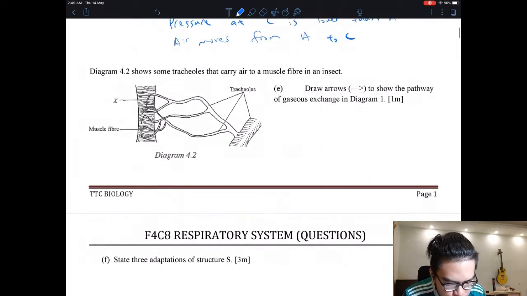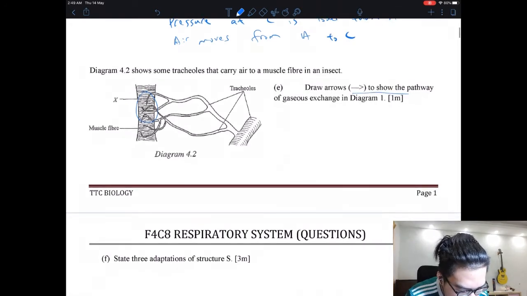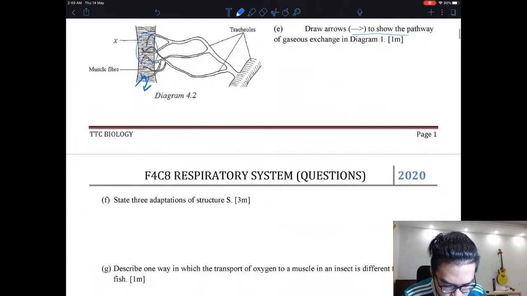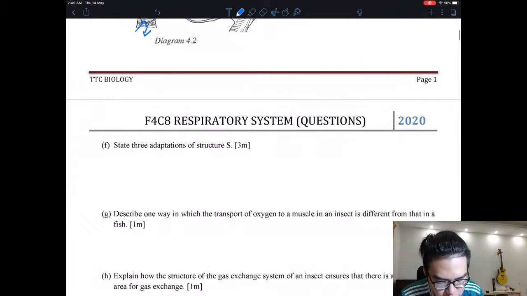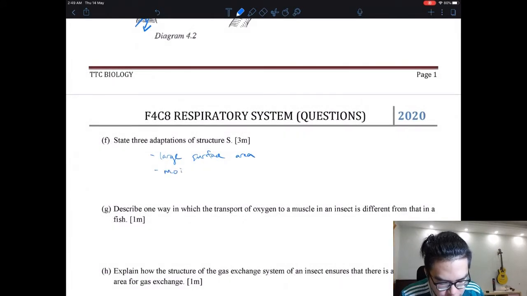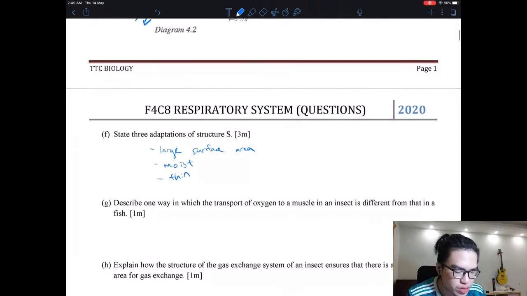Okay, diagram 4.2 shows some tracheae that carry air to a muscle fiber in an insect. So this is the muscle. Draw arrows to show the pathway of gaseous exchange. So you can draw one going in and one going out. Stage 3 adaptations, so easy. Large surface area, moist, thin, no blood capillaries because there's no blood here.